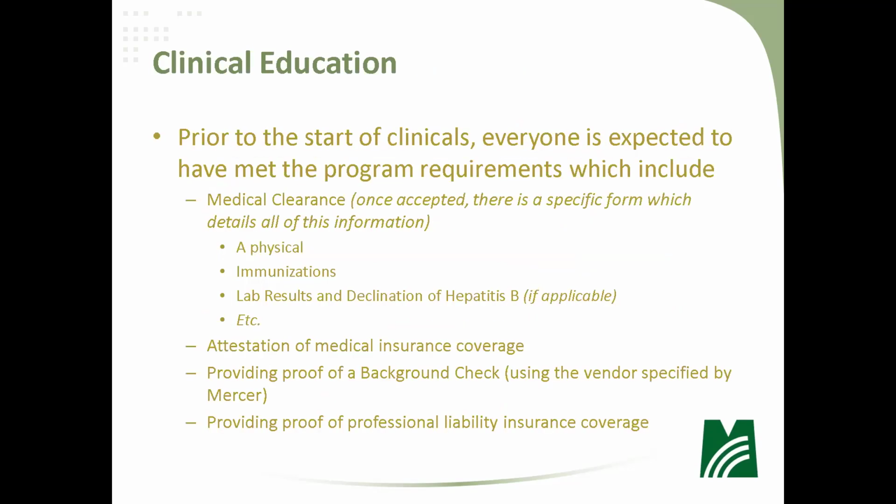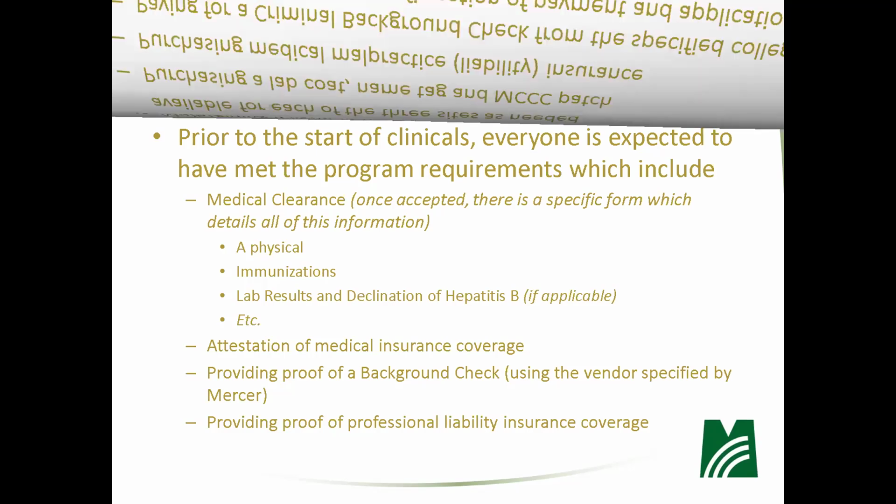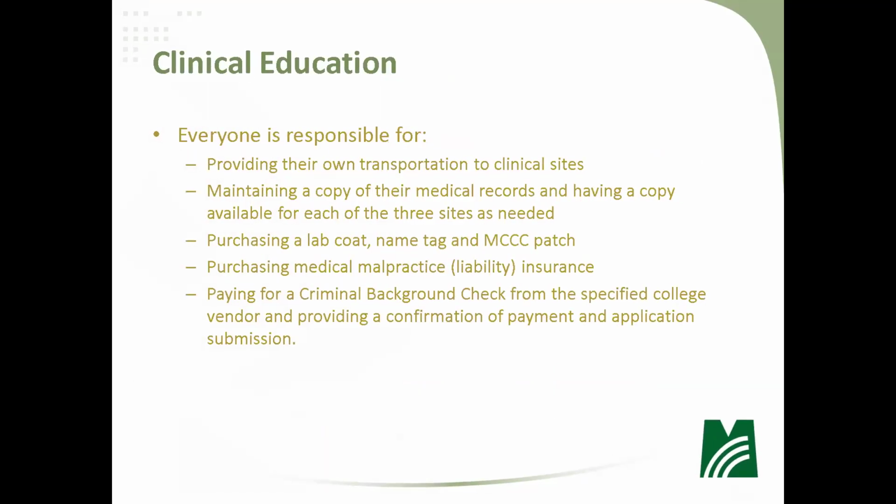Prior to the start of clinicals, everyone is expected to have met the program requirements, which include medical clearance, attestation of medical insurance coverage, passing a criminal background check, and providing proof of professional liability insurance coverage. Everyone is responsible for providing their own transportation to clinical sites, maintaining a copy of your medical records and having a copy available for each of the 3 sites as needed, purchasing a lab coat with a name tag and a Mercer PTA patch for the sleeve, purchasing medical malpractice insurance, and paying for and making sure your criminal background checks are up to date.